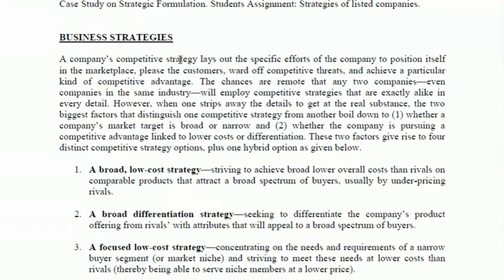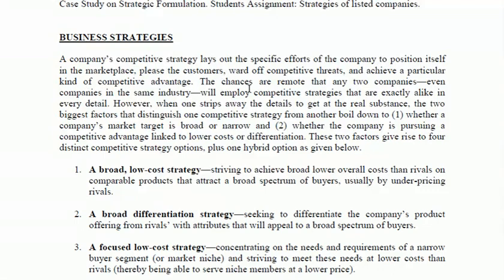If I go through this, a company's competitive strategy lays out the specific efforts of the company to position itself in the marketplace, please the customers, ward off competitive threats, and achieve a particular kind of competitive advantage. From the very beginning of strategic management, a company is always trying to achieve a competitive advantage over its rivals. So using these business strategies also, the company wants to gain competitive advantage by achieving a good position in the marketplace, pleasing the customers, removing competitive threats, and achieving a particular kind of competitive advantage.